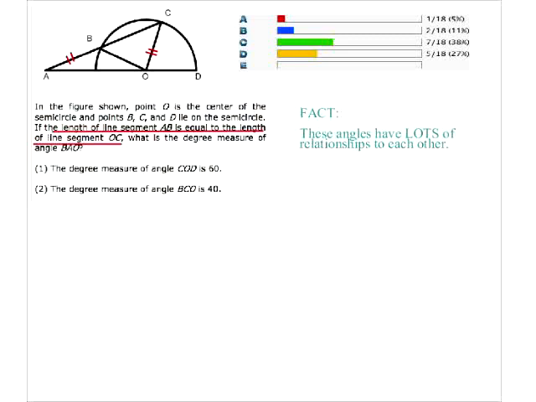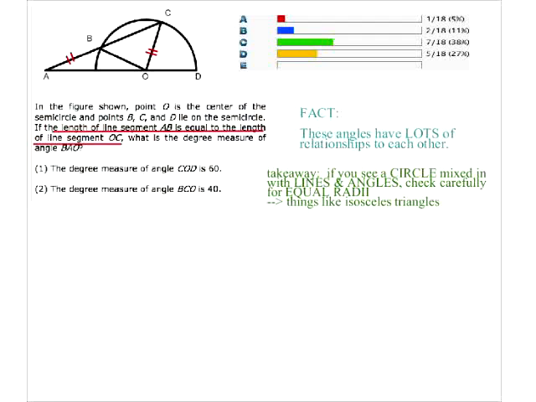Yeah, exactly. So first takeaway that you can get from this problem, if you see a circle mixed together with a bunch of lines and angles, not always, there are things like inscribed angles that might be happening, but in most cases, if you see a circle mixed in with lines and angles, check carefully for equal radii, because all the radii of the circle have to have the same length. And so this will generate things like isosceles triangles. Okay, that's a useful takeaway.